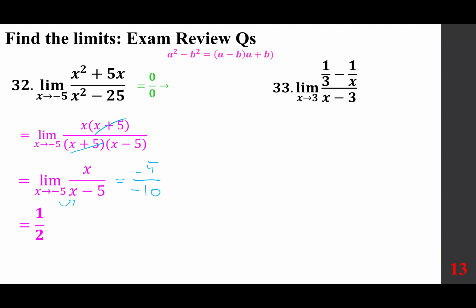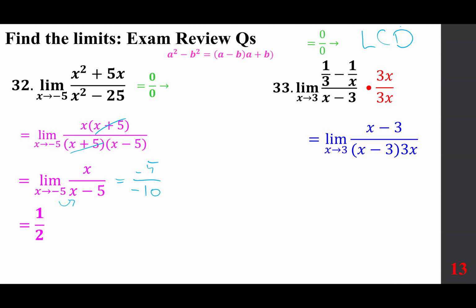What about this one? If you plug in 3, you get 1/3 minus 1/3, 0 in the numerator, 3 minus 3, 0 in the denominator. This is a complex fraction. The technique is LCD. You multiply the top and the bottom by 3x. So when you multiply the 3x by the numerator, you get x minus 3, and the bottom, you keep it as a product. You drop the common factor of x minus 3. You get 1 over 3x. And if you plug in, you get 1 over 9.